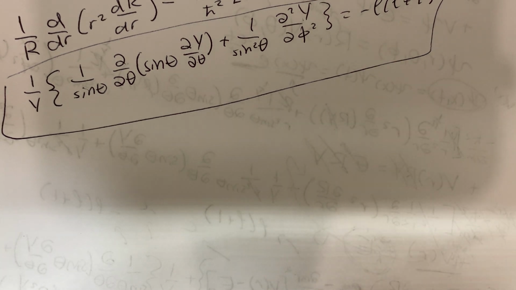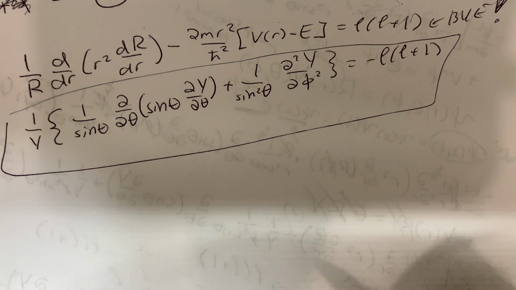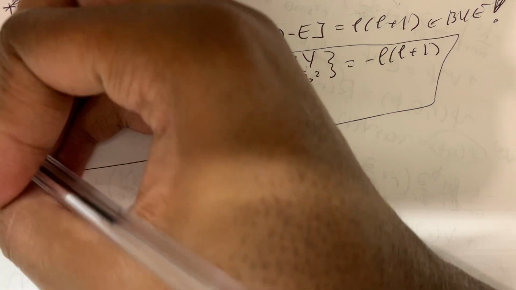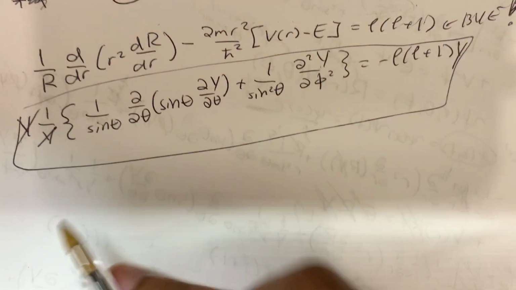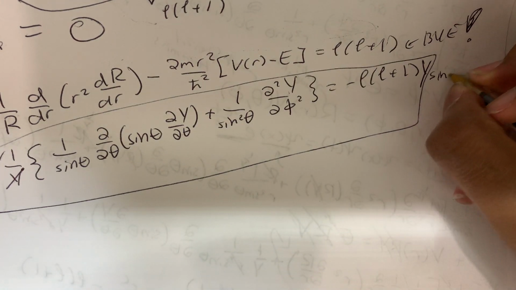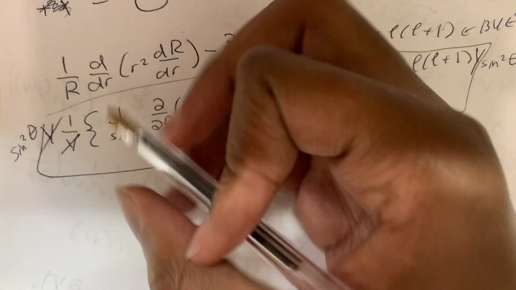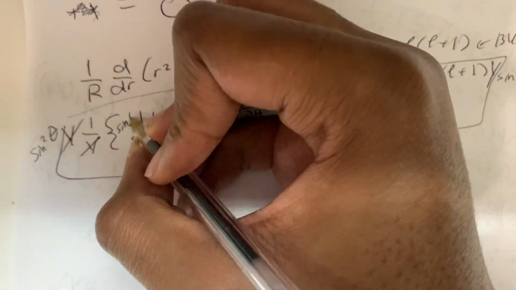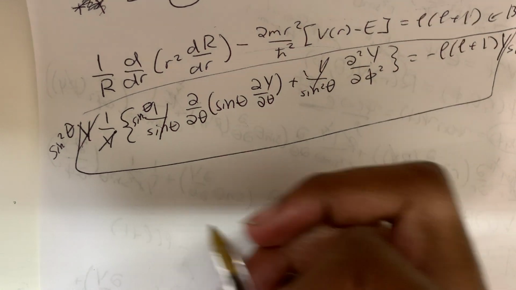Well, now we can manipulate this equation so that big Y is solvable. What I mean by that is that we can multiply both sides by Y. Okay, this makes this Y go away. You can also multiply both sides by sine squared theta. So now when we distribute this inside, this becomes sine theta, and this becomes 1.